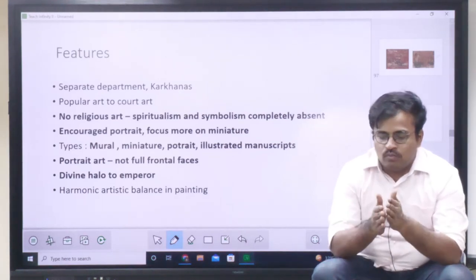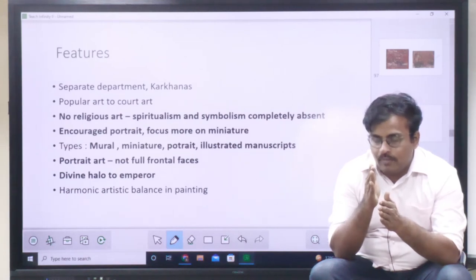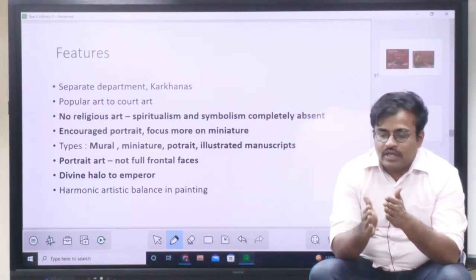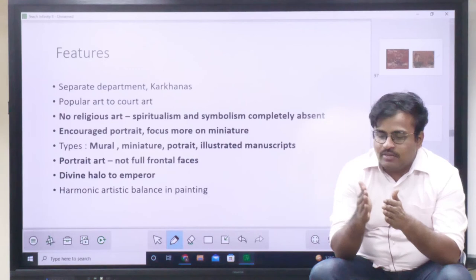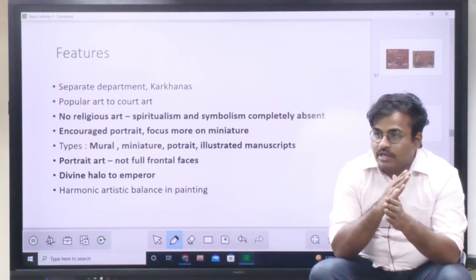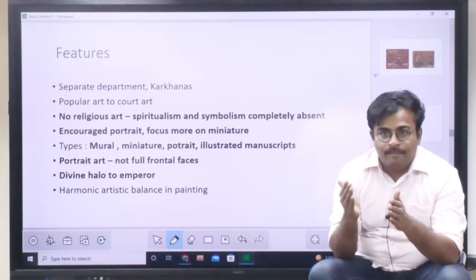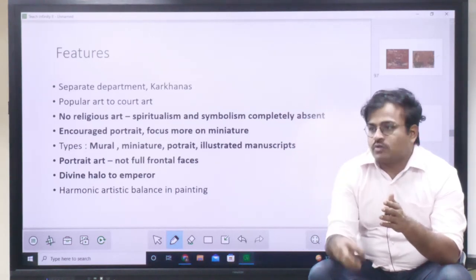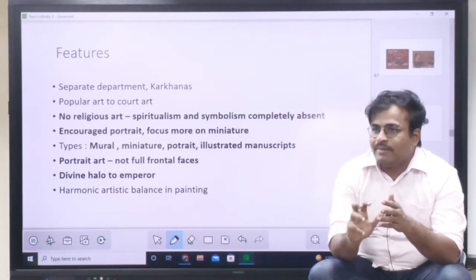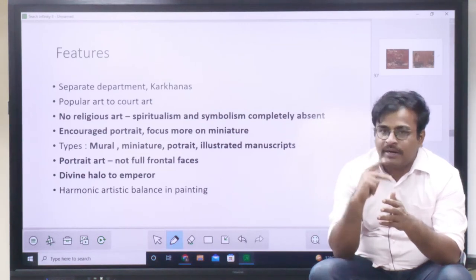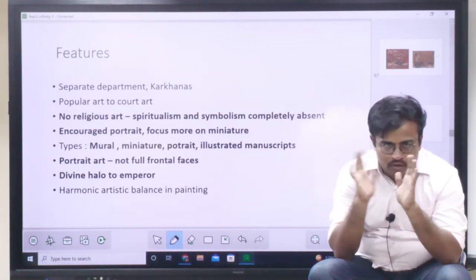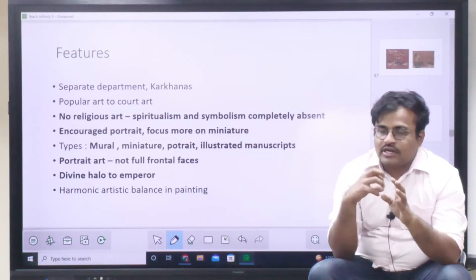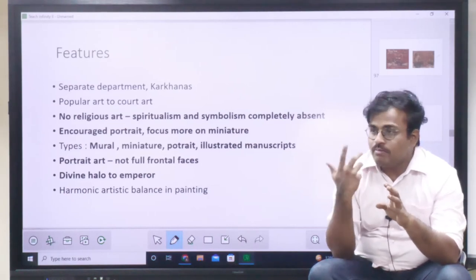In the initial years of Humayun, they employed Persian painters. So naturally, the Mughal painting was a mere imitation of the Persian painting tradition. But slowly with time, from the time of Akbar on, many Indian painters were also recruited, and they brought their own elements and ideas of beauty into the Mughal painting tradition. Are you following what I'm trying to say? So that is why a composite painting tradition evolved during the Mughal period.